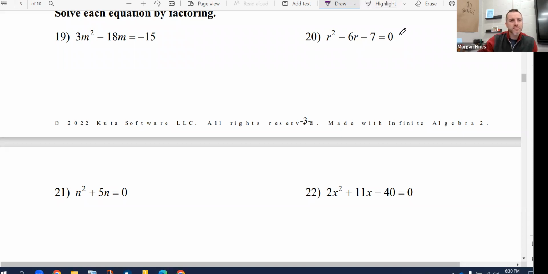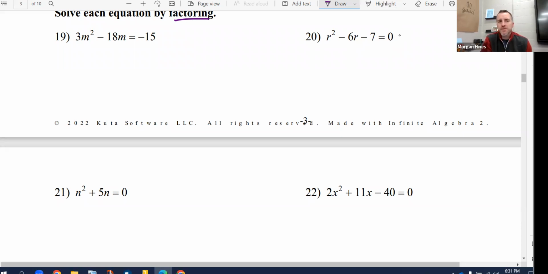I sure hope so. Okay, if you're here, it's probably because you don't know how to factor number 19. First of all, what's going on? It's not even set equal to 0. Okay, if you want to factor something, you need to get it set equal to 0 first because that's the point where it benefits us.